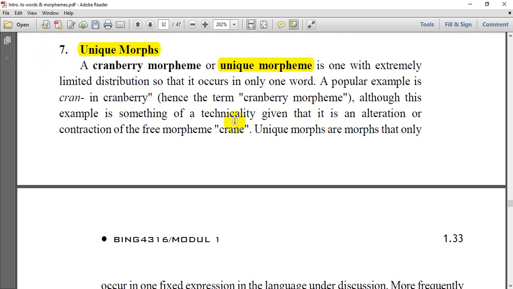an alteration or contraction of the free morpheme cran. Cranberry. For example, like cran, we have cranberry, strawberry, blackberry, etc.